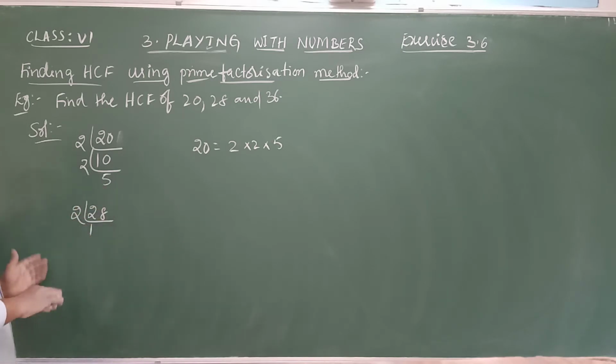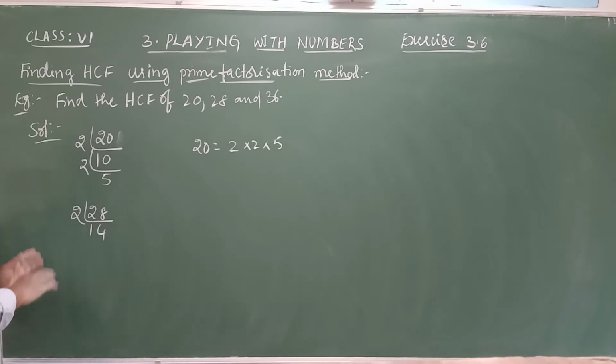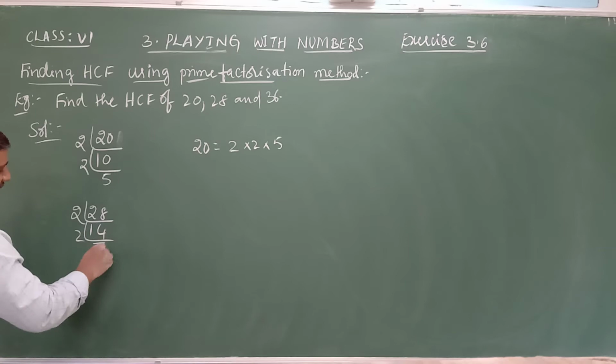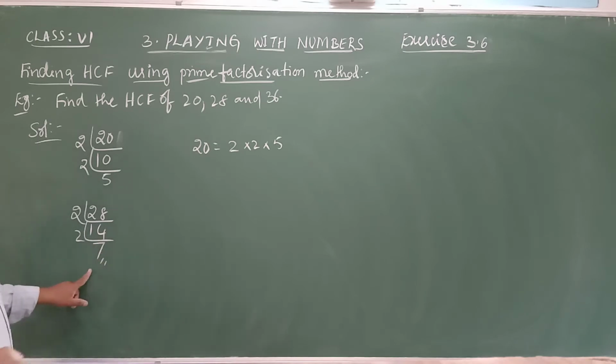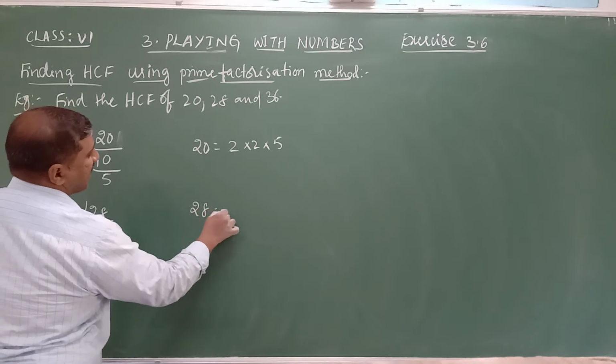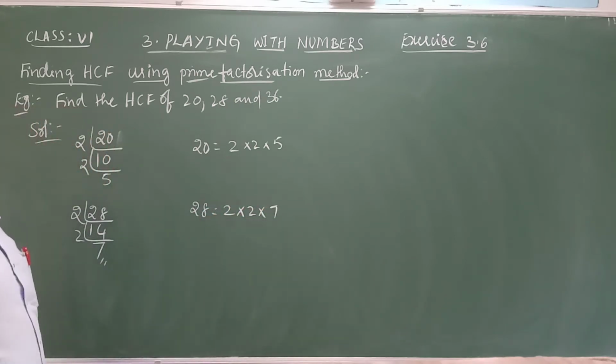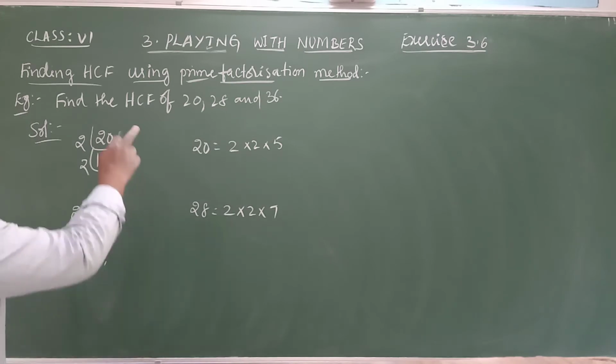2 ones are 2, 2 minus 2 is 0, then 8. 2 fours are 8, 8 minus 8 is 0, then 14. 2 sevens are 14. 7 we got, it is a prime number. Therefore 28 can be written as what? 2 into 7.